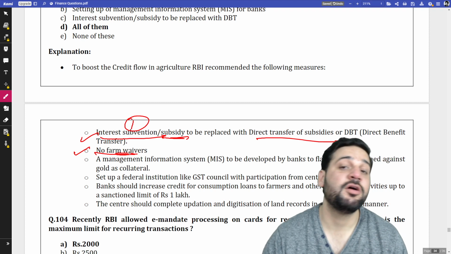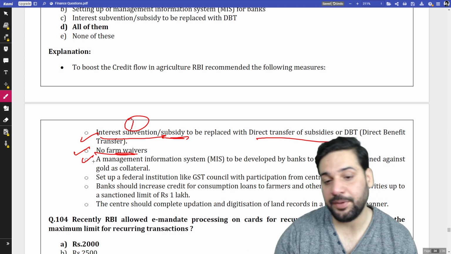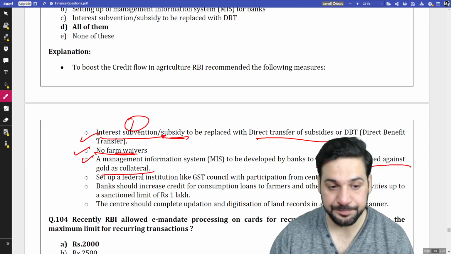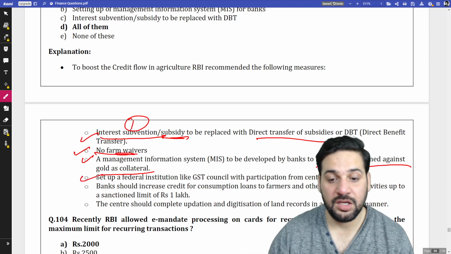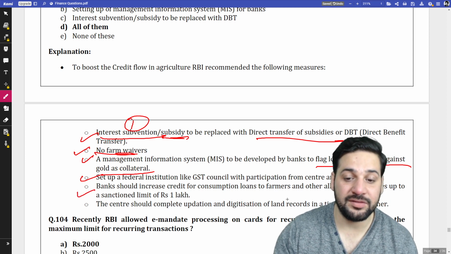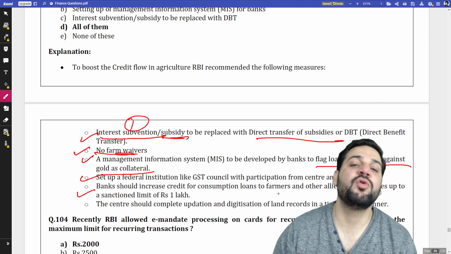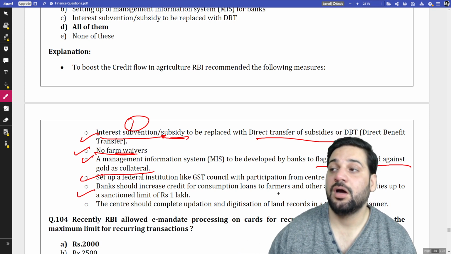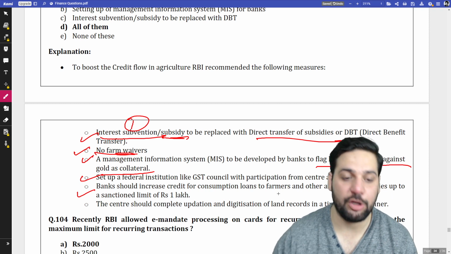So that is one of the common promises made by the political parties. Develop an MIS by the bank to flag loans sanctioned against gold as collateral, and set up a federal institution like GST for agriculture finance. And banks should increase the credit for consumption loans to the farmers. If the consumption loans to the farmers are enhanced, obviously the overall demand volume would increase, and that will be a boost to the Indian economy.